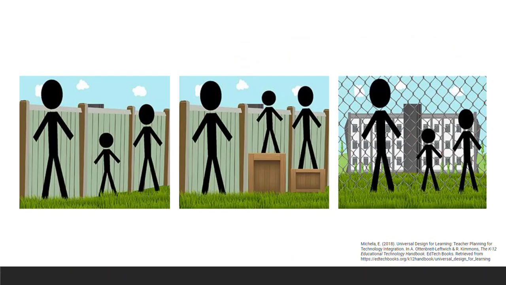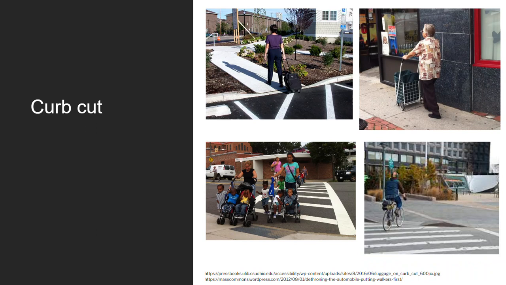It goes along with this picture. If we just change that fence to a chain link fence, then everyone can see, and we don't have to be adding all those different supplements. We're going to change one thing that's going to support everyone. So when we talk about the wheelchairs and the curbs, they created curb cuts. So curb cuts are those little dips in the sidewalk like this or here that make it easier for people in wheelchairs to cross the street and get off the sidewalk.